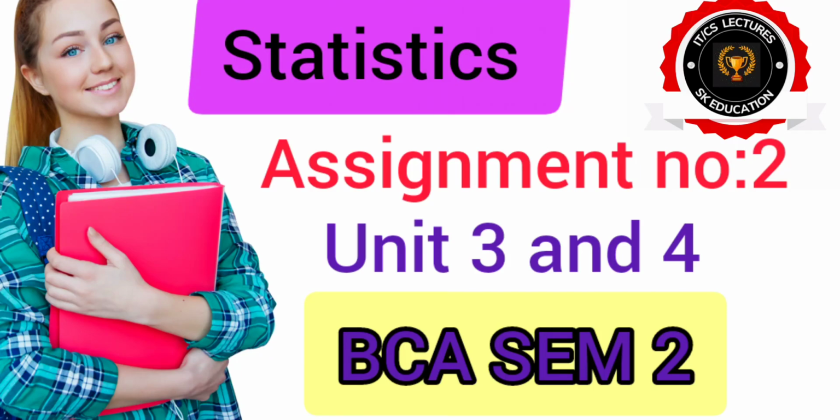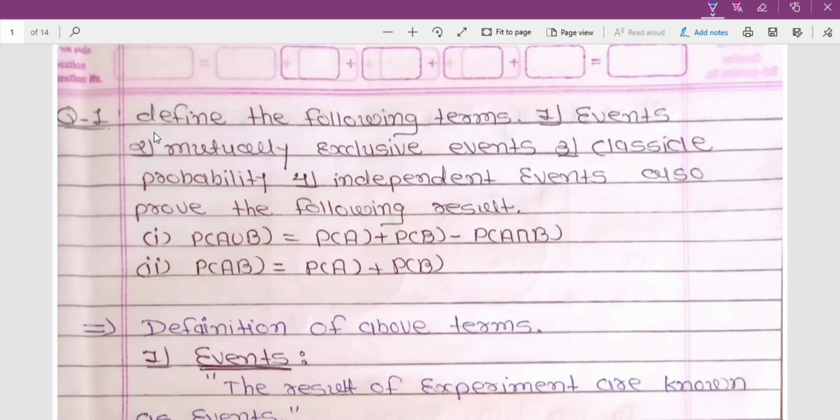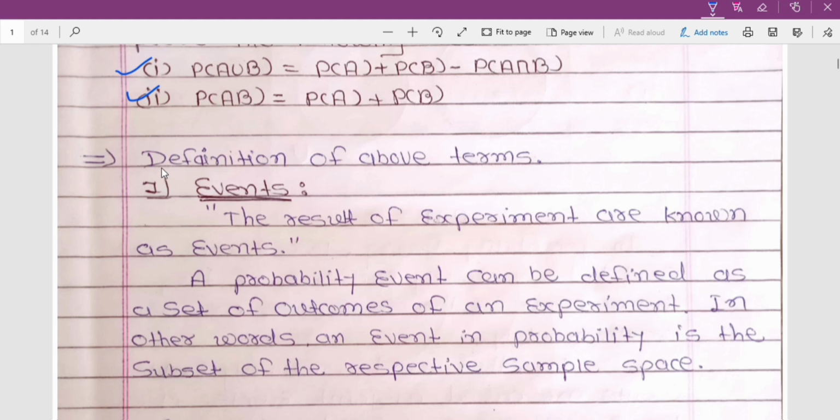Today, friends, we will see the assignment of Mathematics, BCA semester 2. First question is: define the following terms: events, mutually exclusive event, classical probability, independent events. Also prove the following terms. Now let us see one by one.